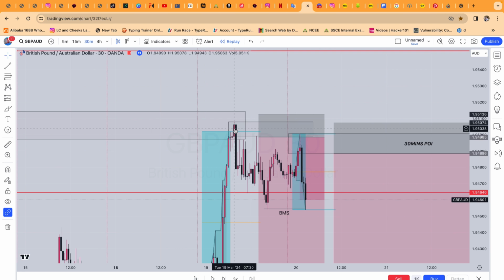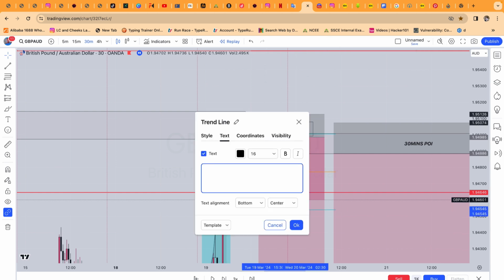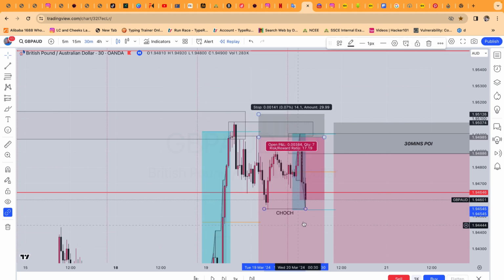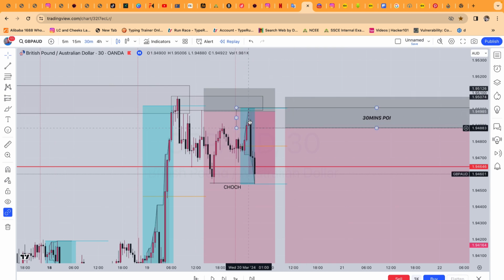Remember, I showed you the psychology of candle formation. Now that price had to drop down, we want to see price break this, which here becomes a change of character, CHOCH. After that, once this happened, at this point I should be expecting price to return to this point, and this is how we pick this entry in the 30 minutes time frame.